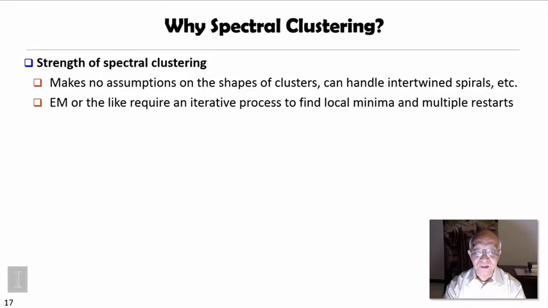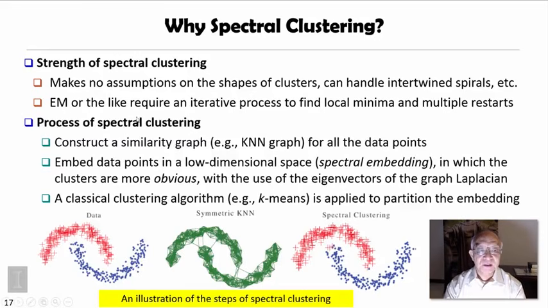However, many other clustering algorithms like k-means or EM tend to find convex-shaped clusters. Another advantage is that algorithms like k-means or EM require an iterative process to find a local minimum. And they are very sensitive to initialization, so you usually need multiple restarts to get high quality clusters. However, spectral clustering has no such burden.